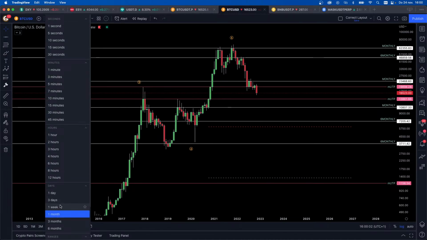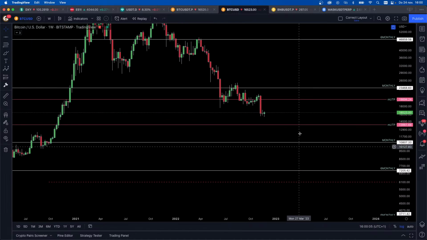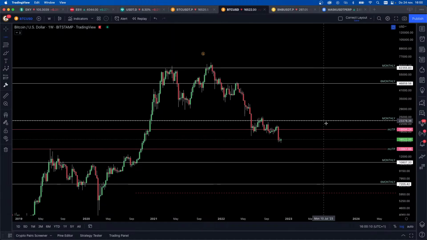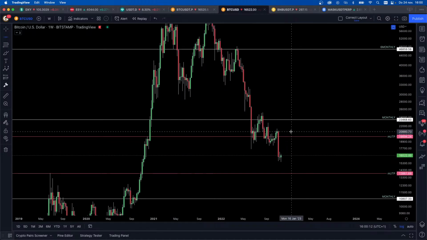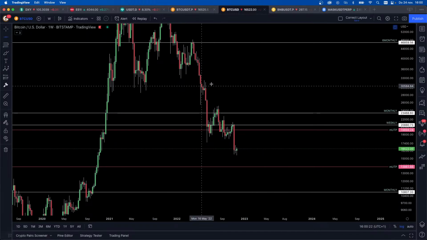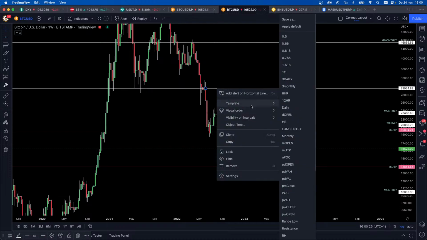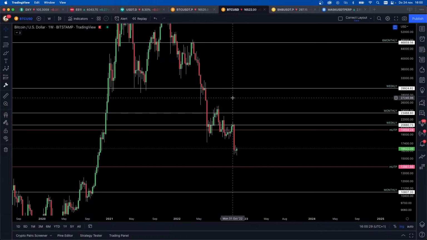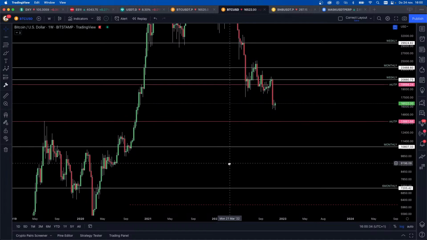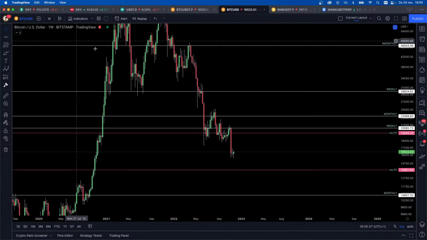And then I go on a weekly time frame. We have a weekly level over here. This will act as a weekly resistance. And this will act as a weekly resistance over here. So it's an untapped weekly level.